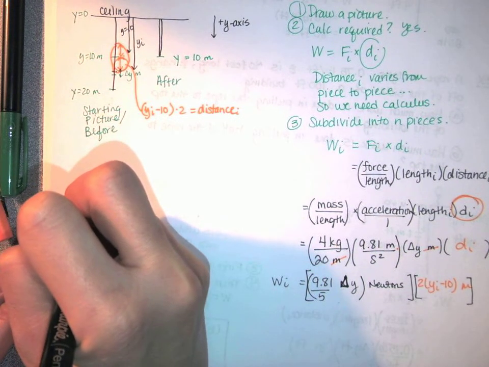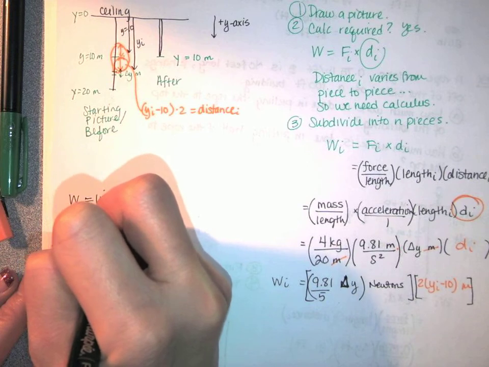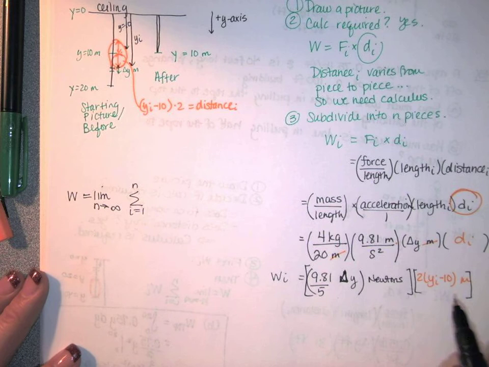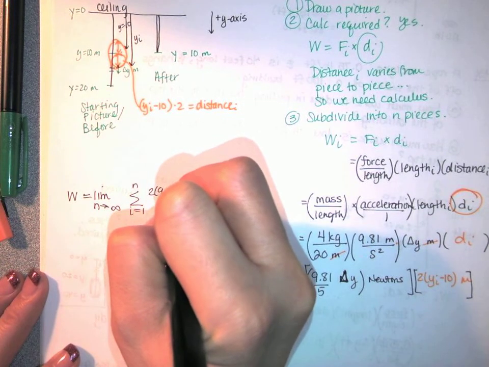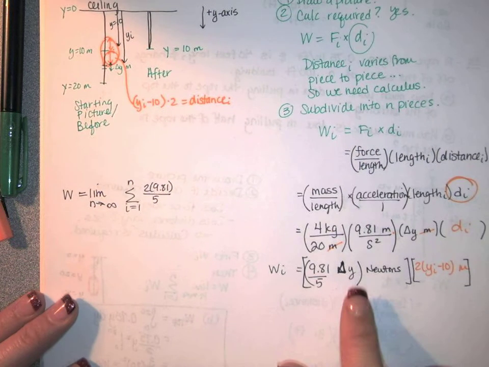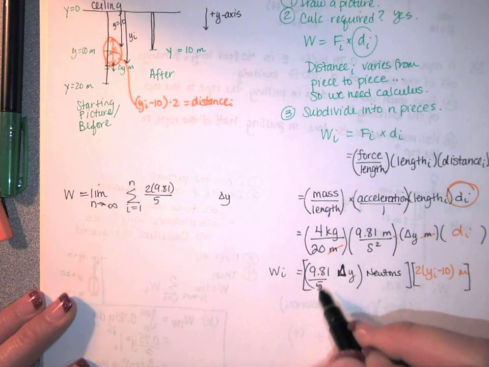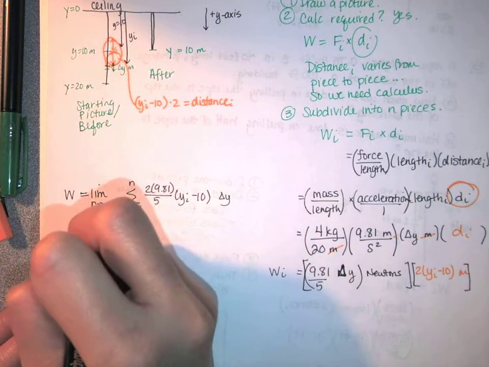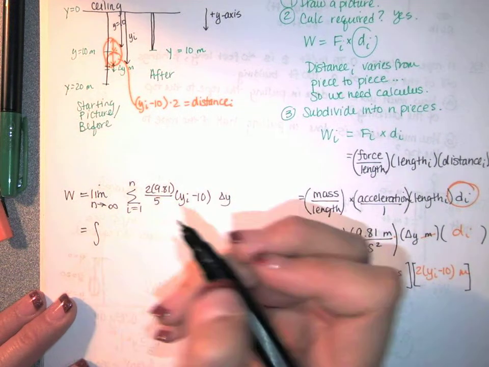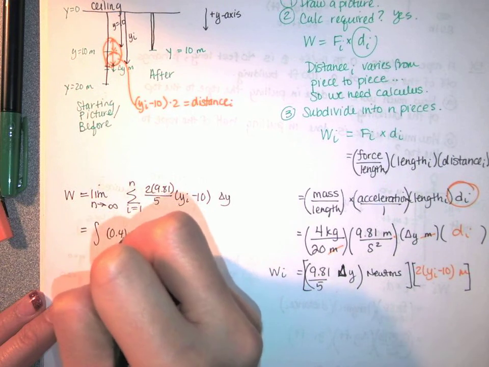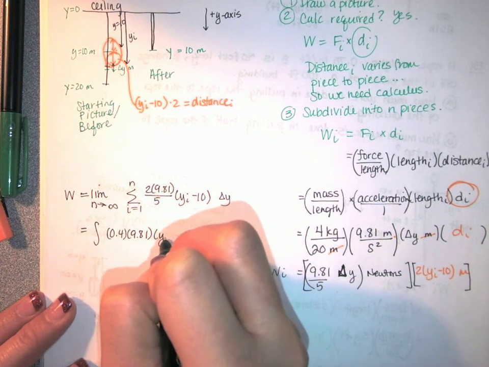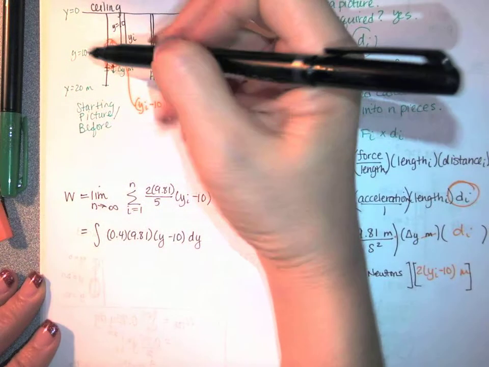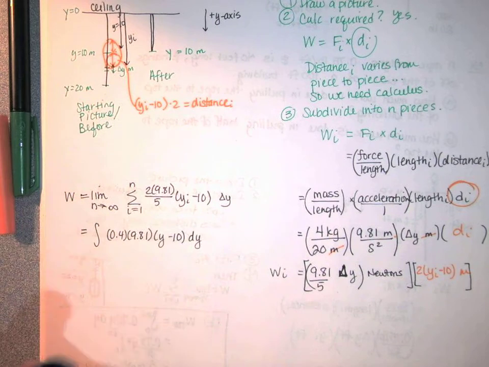Total work is the limit as the number of pieces goes to infinity of the sum as i goes from 1 to n of these guys. So I'm going to have 2 times 9.81 all divided by 5. Delta y I'm going to bring out to the side. That's taken care of, and now I need the y sub i minus 10 right here. And that is an integral. So I've got 2 over 5, you can call that 0.4 if you want to, times 9.81 times y minus 10 dy.